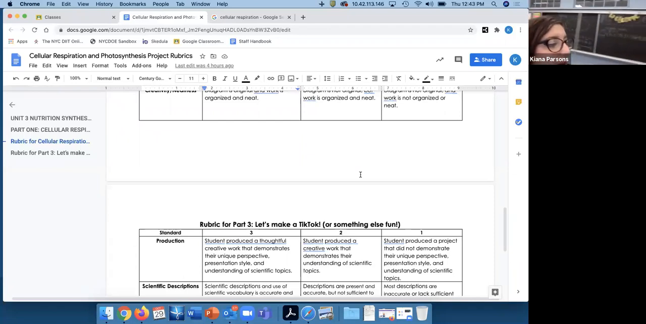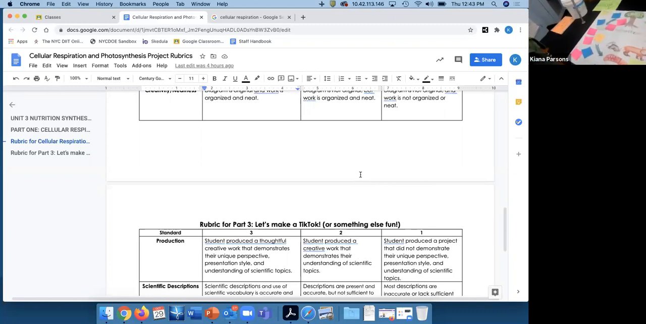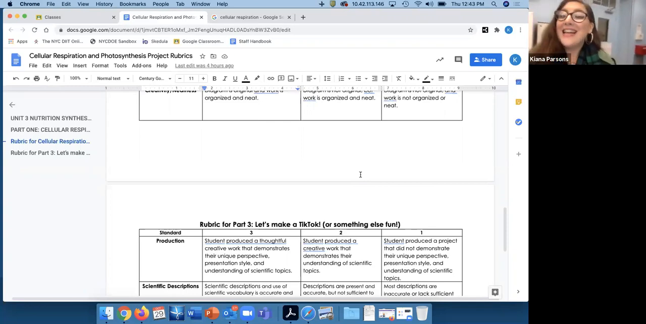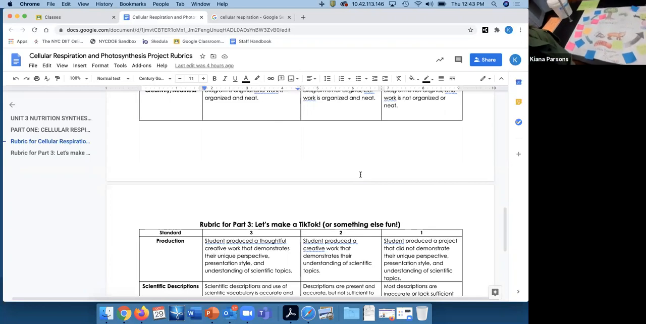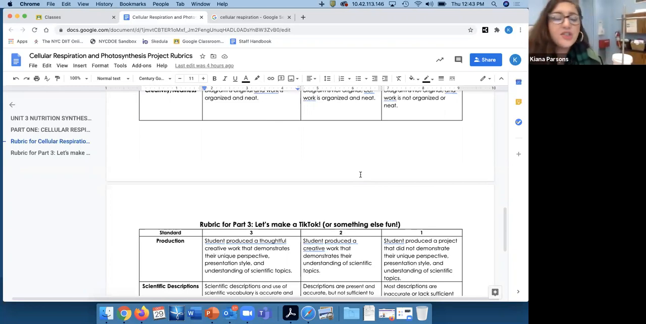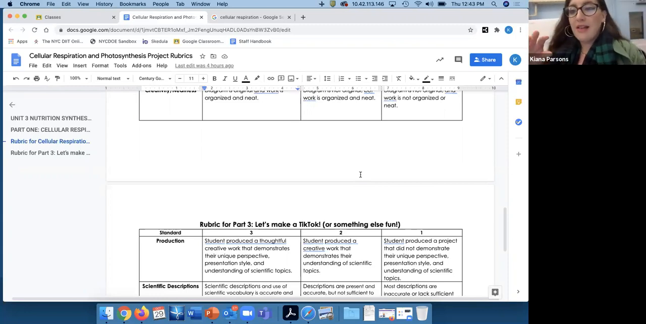I have another example, and this is for part 3. So this is showing how cellular respiration and photosynthesis work together in an ecosystem. And you can see this is a little bit more pretty. So they did some really nice artwork, but it includes a little bit less scientific jargon.